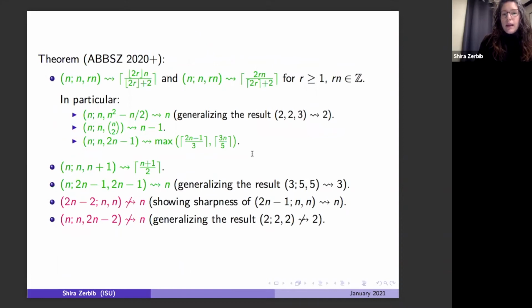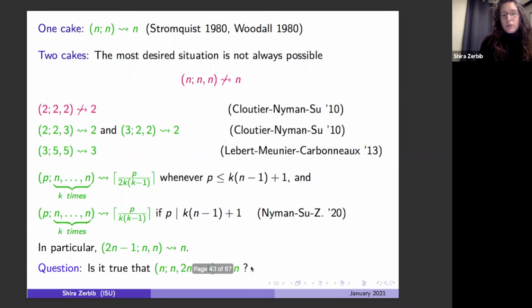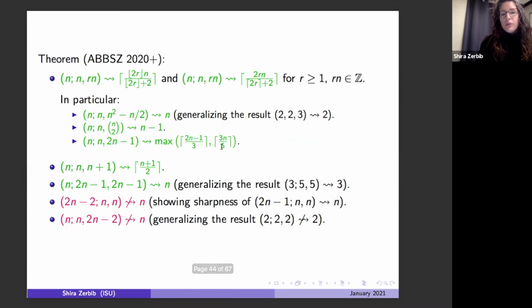What we can prove is that, remember we want to prove n here, instead of proving n here, we can prove 2/3 n. And this is what I want to devote the rest of the talk to, to show you this result. If we have n players, two cakes, one of them is to be divided into n pieces, the other one into 2n minus 1 pieces, then we can satisfy 2/3 of the players.